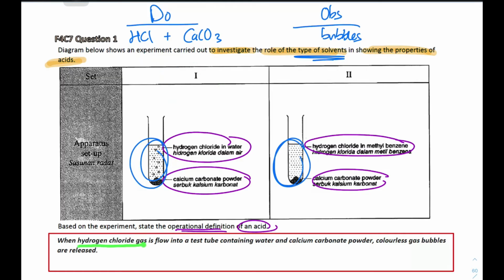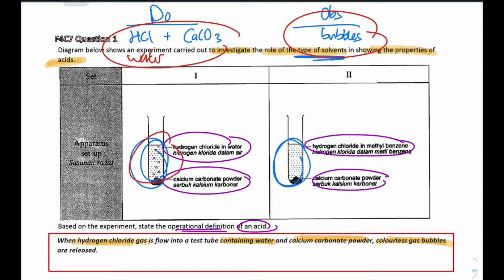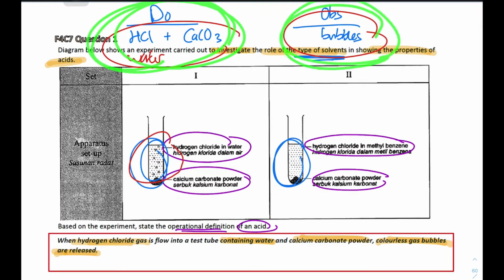You're going to say hydrogen chloride gas flows into a test tube containing water and calcium carbonate powder. You see, HCl in water reacts with calcium carbonate. This is what we do. What happens? What do we observe? Bubble. So colorless gas bubble is released. So when we react hydrogen chloride gas containing water with calcium carbonate powder, colorless gas bubble is formed. Of course, you can change your sentence to, when calcium carbonate powder is added into a test tube containing hydrogen chloride in water, colorless gas bubbles are released. Just like that. You can always change your sentence as long as it includes what you do and what you observe. Then you will get 3 marks.